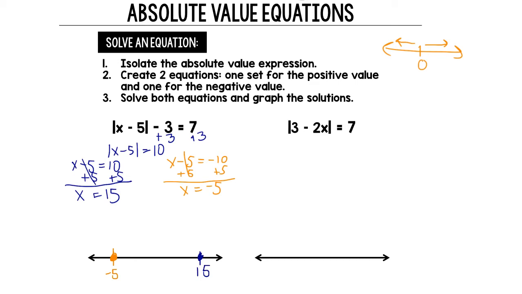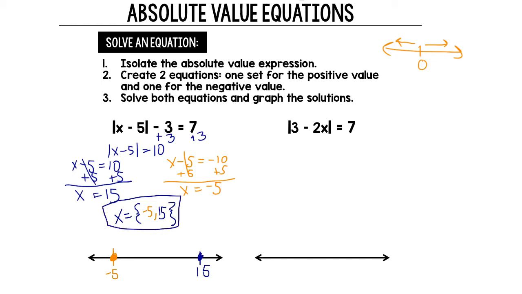Okay, we're going to represent our solution a little bit strangely here. x equals this little squiggly bracket, which represents a solution set. So our solution can either be negative 5 or 15.